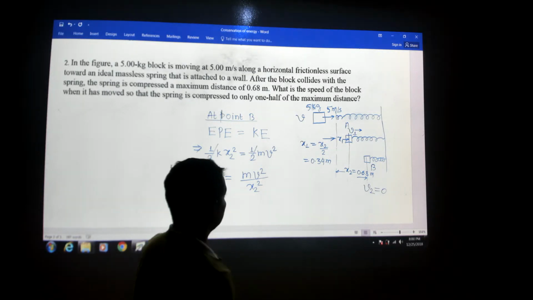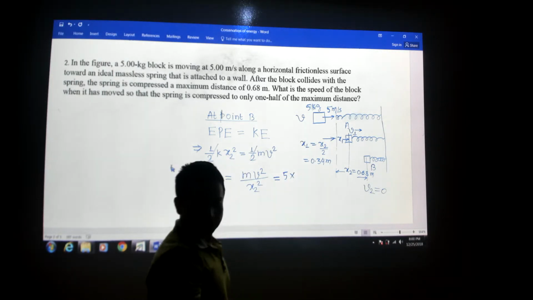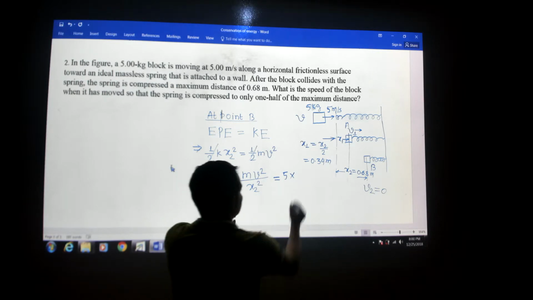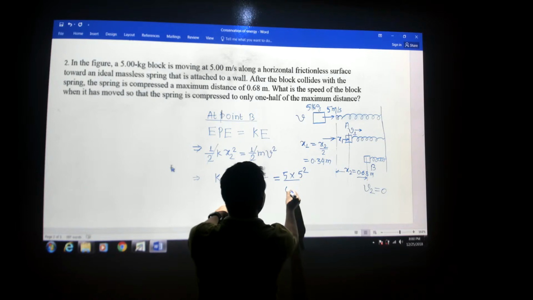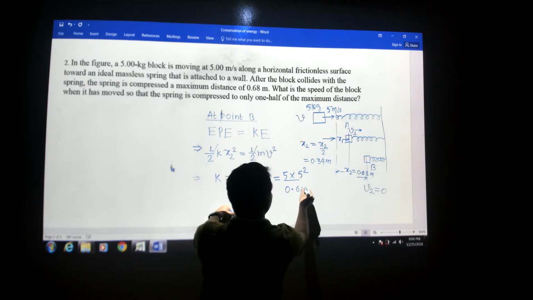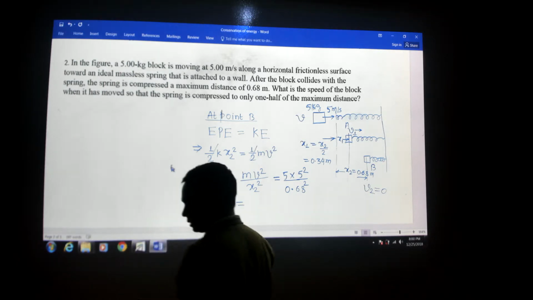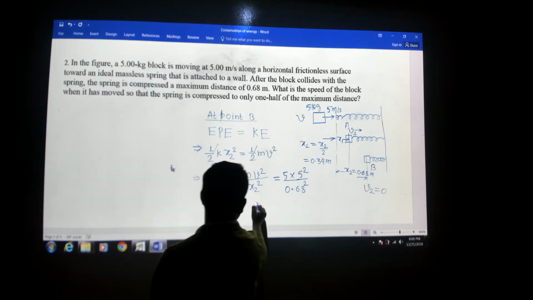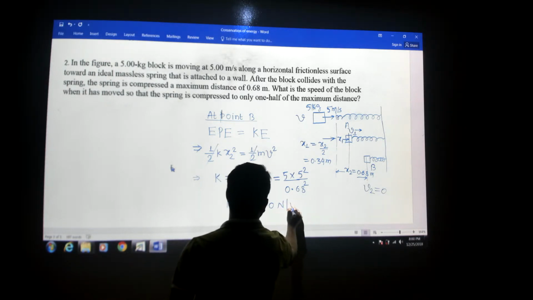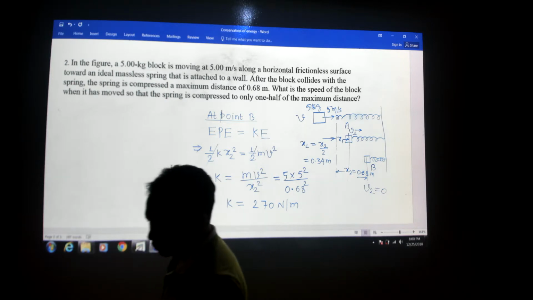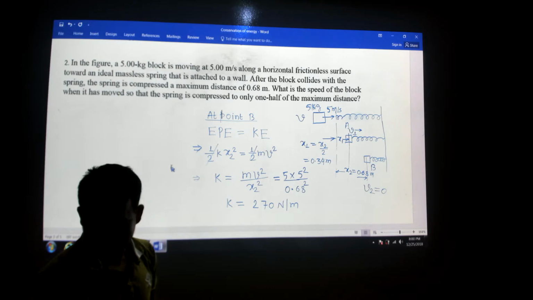What is the mass? The mass is 5 kilogram. The velocity is 5 meter per second, so this is 5 square, and this distance is 0.68 square. If you do your math, you get the spring constant. This gives me the information about the spring now. Okay, we got this one now.